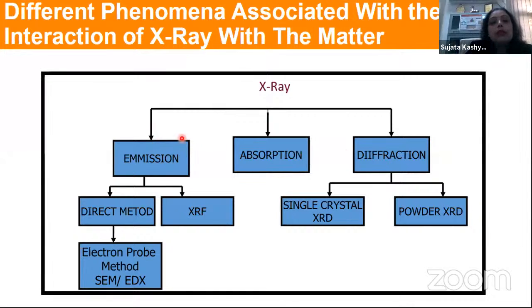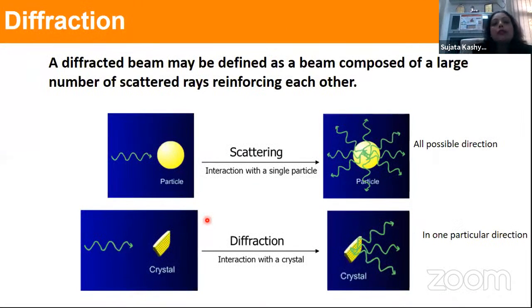Based on the emission phenomena, the technique developed is the direct method or XRF, that is SEM-EDX or XRF. These two techniques are used for elemental analysis and for surface morphology, as we already discussed previously yesterday. Now, with the help of diffraction, the techniques developed are single crystal XRD and powder XRD. What is diffraction?